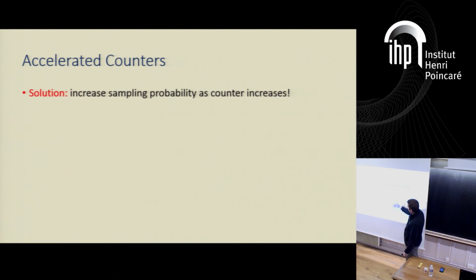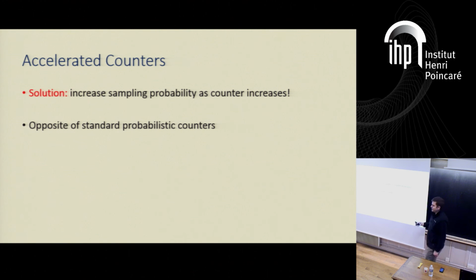Okay, so the solution here is, as I said, you increase your sampling probability as your counter increases. Which is sort of the opposite of standard probabilistic counters. So with a standard probabilistic counter, as your count is getting larger, I'm less likely to make updates to it, right? Because if my current count is 2 to the i, then I wait for 2 to the i new updates in expectation before I double it. This is actually more aggressively counting.